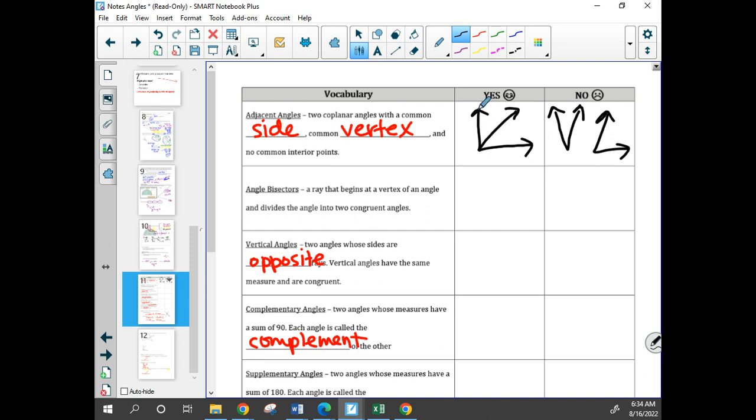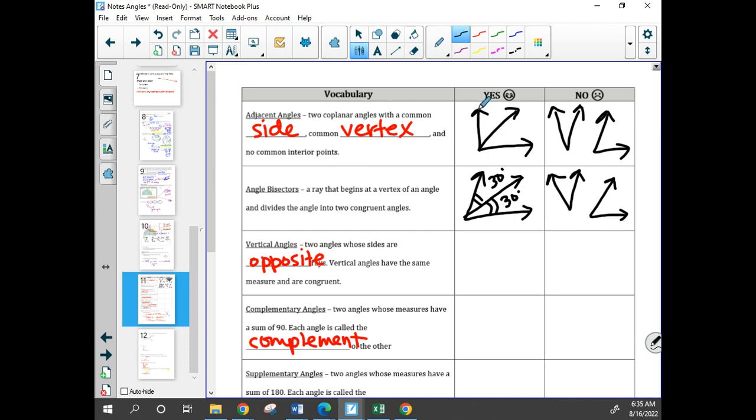Angle bisectors are if we are dividing it into two congruent angles. I'm going to show an acute angle, but it works for all of them. So each of these maybe is 30 degrees. If we have the same measure on both sides and it's adjacent, then we have angle bisectors. If it's not touching, again, it's not going to be an angle bisector.